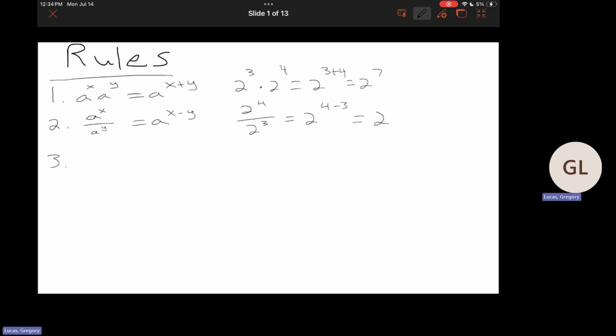So another rule that we'll see a lot is a negative exponent. So let's say we have a to the negative x power. Whenever we have a negative exponent, we normally want to get rid of it. So what we're able to do is write it as the denominator. So this is the same thing as 1 over a to the x. So if I have 2 to the negative third, this is the same thing as 1 over 2 to the third, or 1/8.